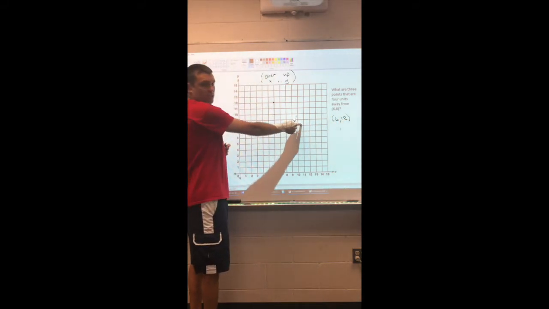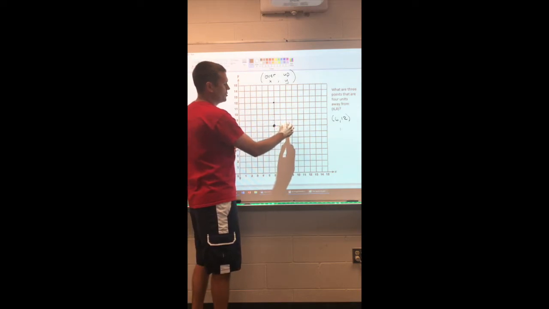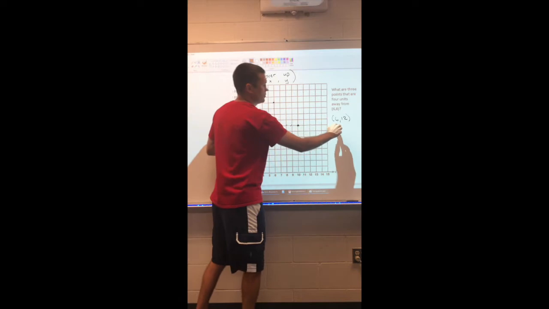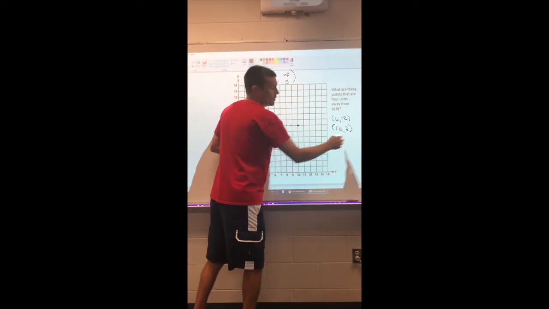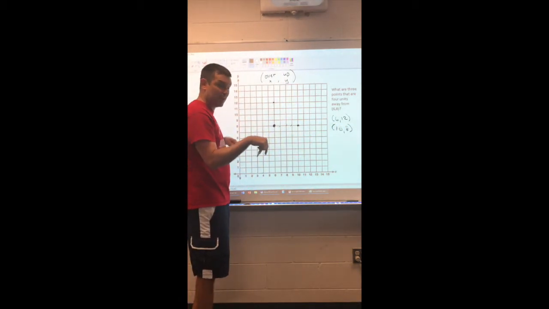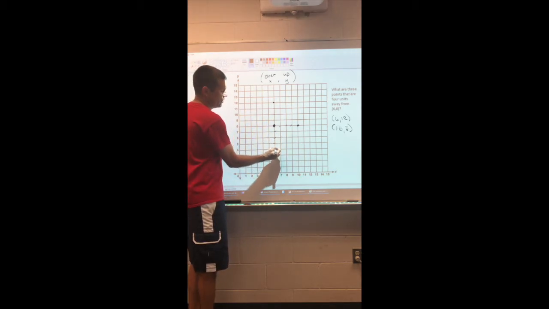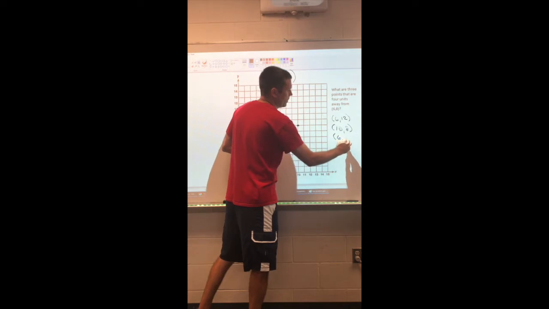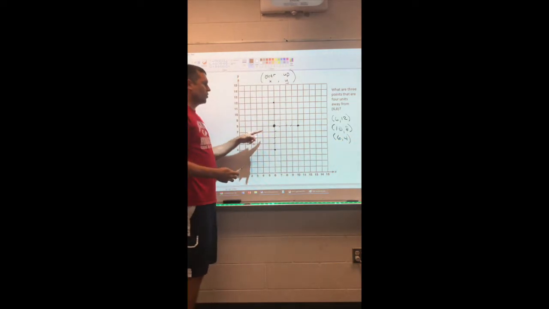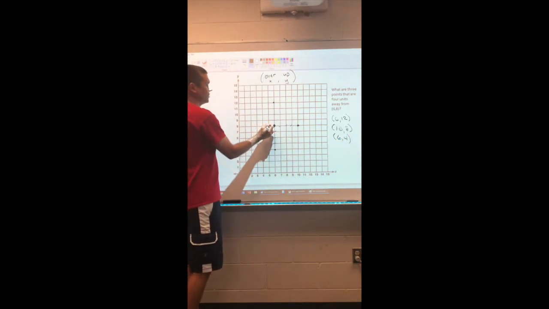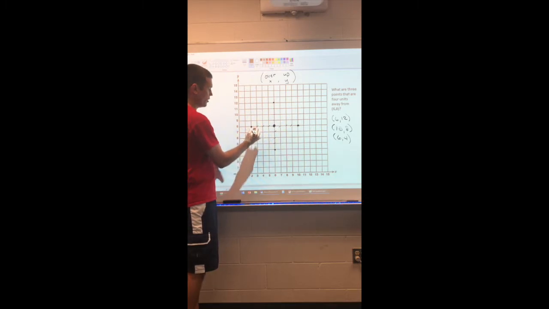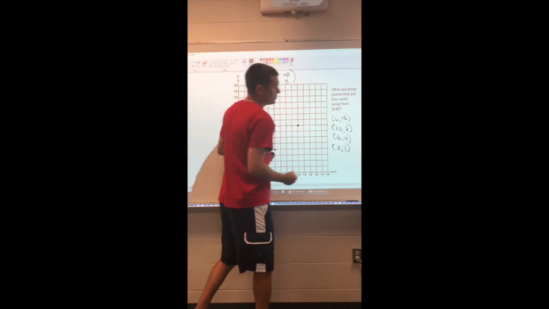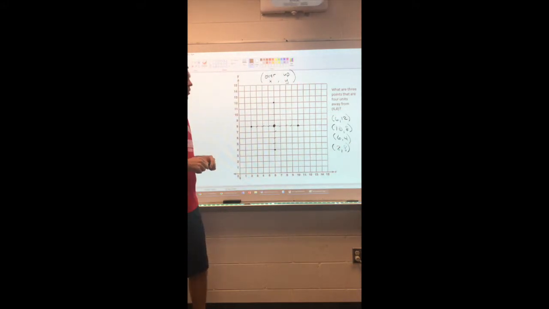I could go 4 units this way to the east of it. 1, 2, 3, 4. That would be 10, 8. Could go 4 units down, 4 units south of the point. 1, 2, 3, 4. That would be 6, 4. And I could also go 4 units left or to the west of that. 1, 2, 3, 4. That would be 2, 8. Okay, so that's 4 points that are 4 units away from that.